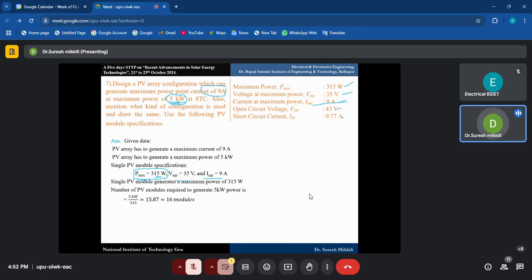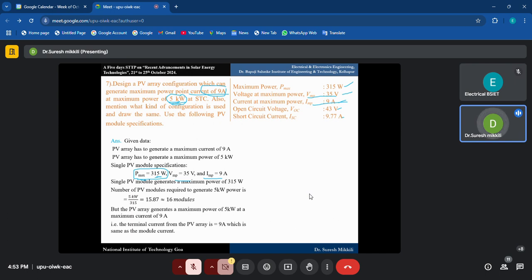One module current is 9 amperes. One module voltage is 35 volts. I want an output current of 9 amperes, which is enough. I want the output current to be equal to the module current. Which configuration should I go for? Series. Yes.